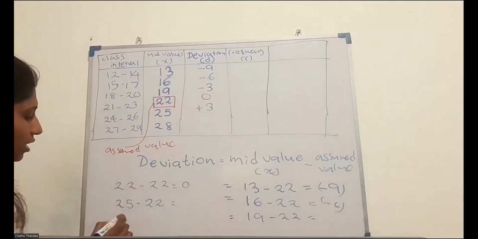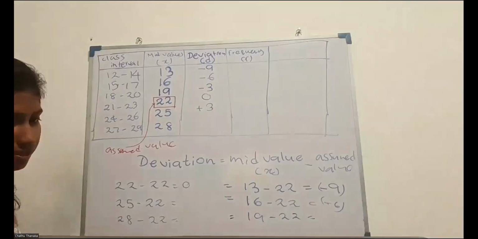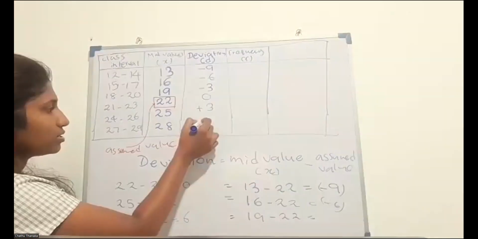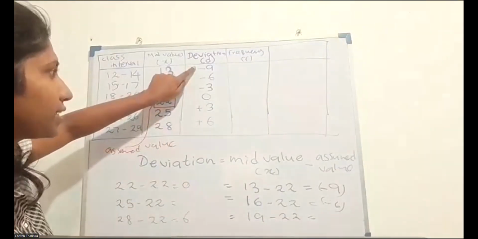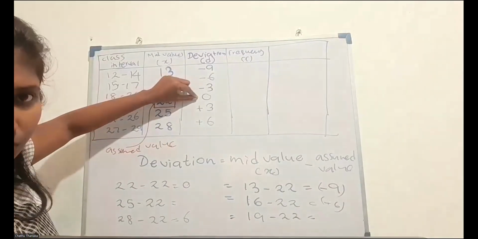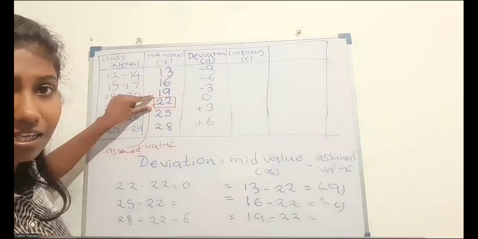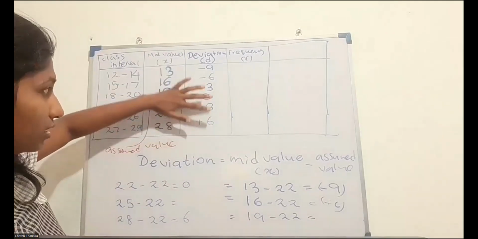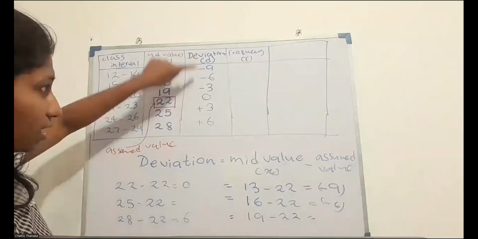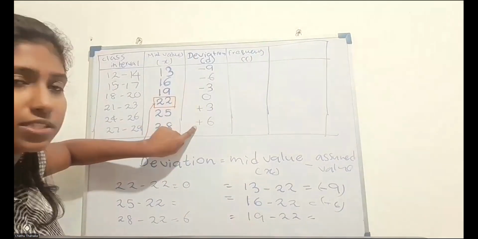Last one, 28 minus 22. What is the answer? Positive 6. Now observe this column. You can see a pattern. Here this is the 0. It means the row which contains the assumed value, take the deviation value as 0. Then above this 0, you can see those values are negative values. And below it, you can see positive values.